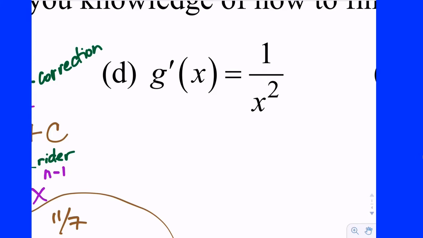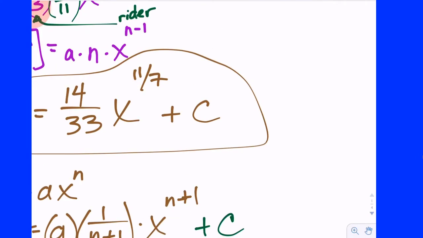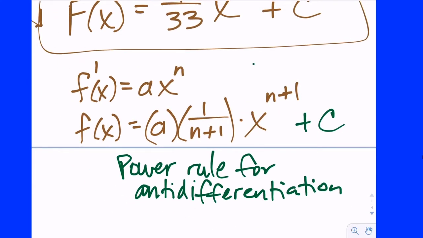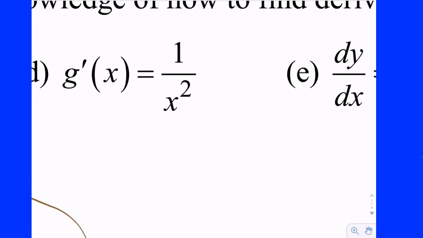G prime is equal to 1 over x squared. If we're going to use the power rule, just like taking the derivative, we would need to be able to write it in that format. So in this case, I would have to rewrite it if you were going to show the steps. You'd have to bring the x to the top, and it would be 1 times x to the negative second. So now it's written in the power rule format.